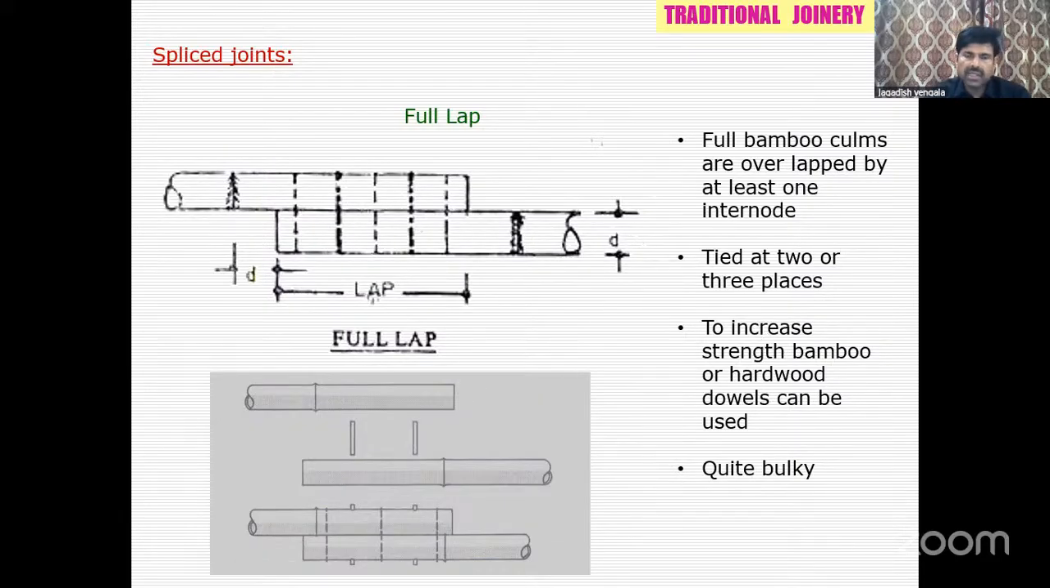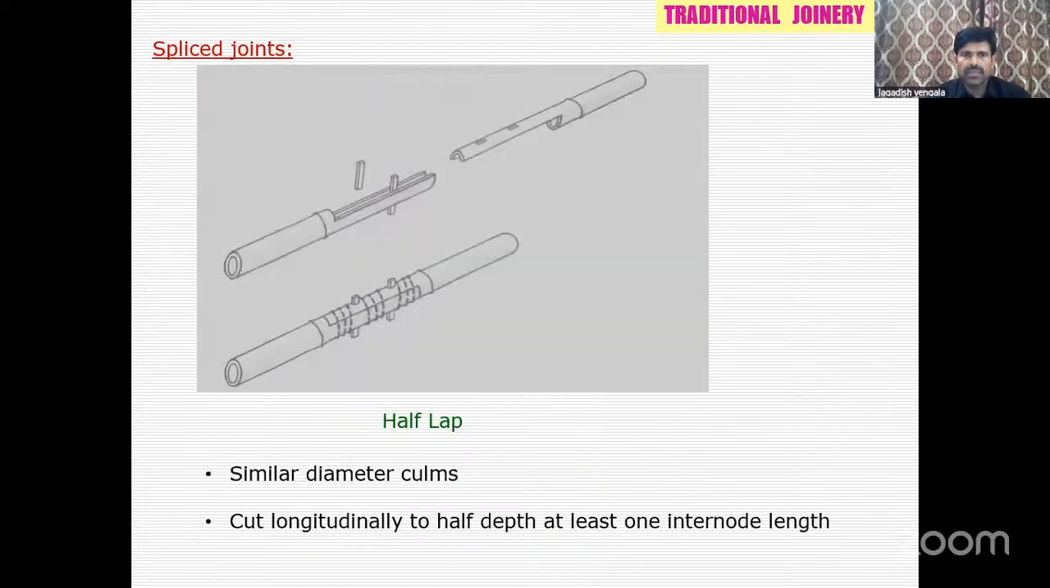Spliced joint, this is a full lap. In this full lap, at least one internode distance, you overlap one another, and it is tied at 2 to 3 places, and also a hardwood dowel, a timber dowel, is inserted to have a better connection. But this particular splice joint is quite bulky whenever you want to use it. So these are all different applications. You can go for different kinds of joints. This is what we call the full lap splice joint.